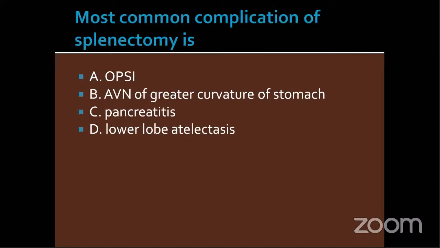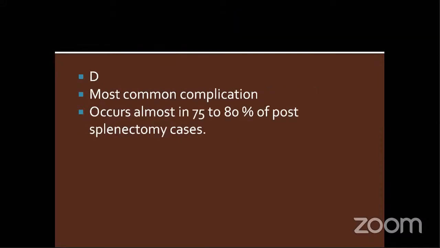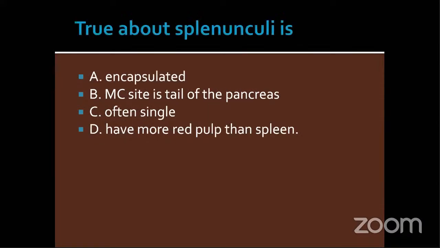The most common complication of splenectomy is very easy. Option D, lower lobe atelectasis. Almost in 75 to 80% of the post-splenectomy cases. True about the splenunculi. Let's go fast. True. Any guess? Most common site is tail of pancreas.